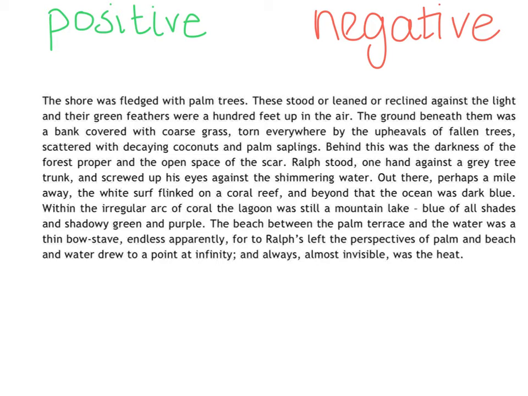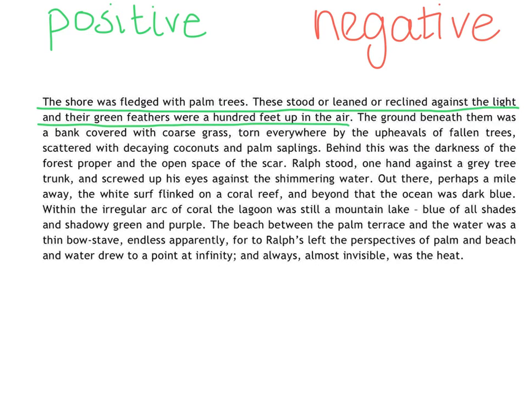Let's do an example together. The shore was fledged with palm trees. These stood or leaned or reclined against the light, and their green feathers were 100 feet up in the air. I think this makes the setting sound like a positive, ideal place to be. You must now continue through the extract, highlighting either positive or negative presentations of the setting.